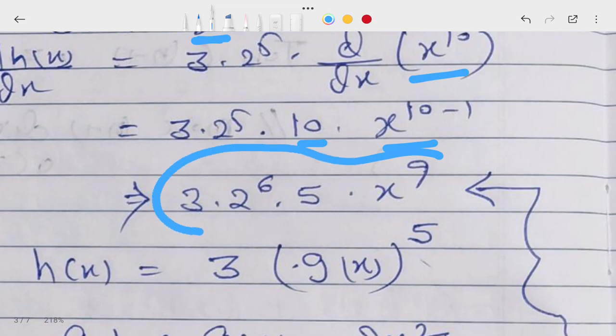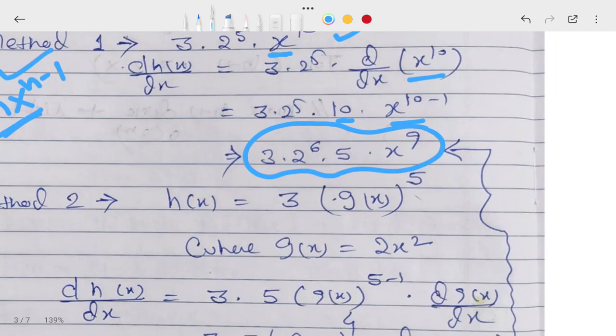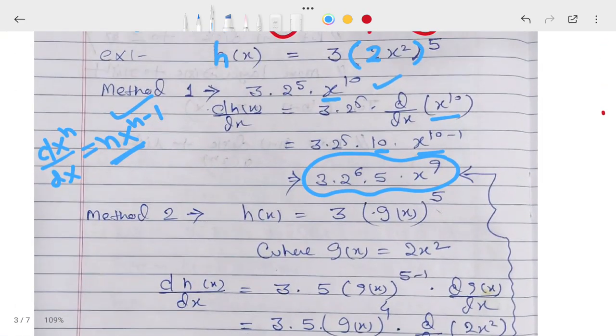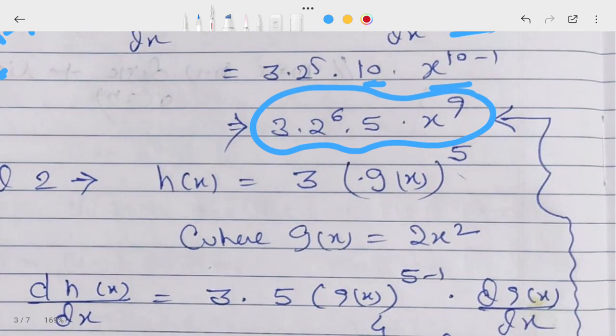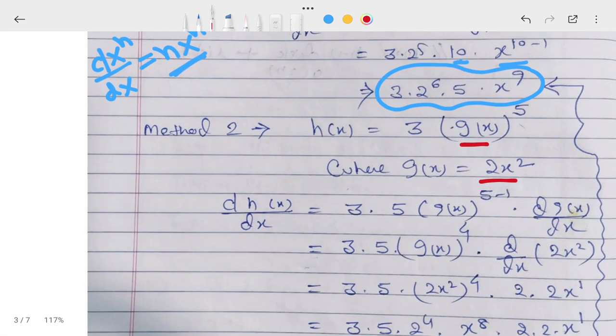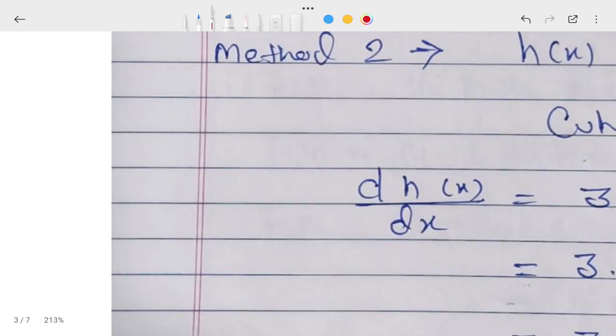Overall answer is equal to 3 times 2 to the power 5, times 5, x to the power 9. Okay, so this is the final answer. Now I can also write this h of x, this same question, as h of x equal to 3 into g of x, where g of x is equal to 2x squared. Done.